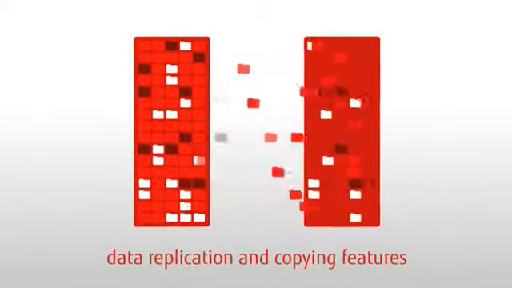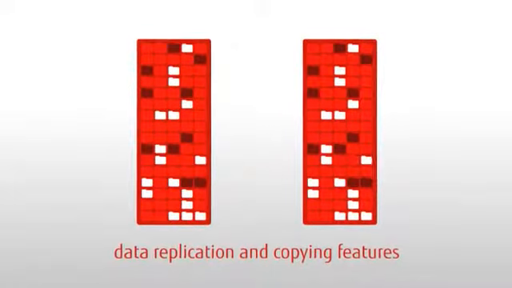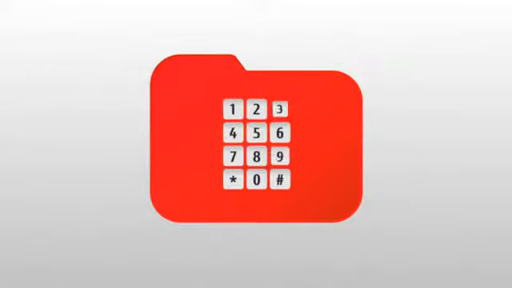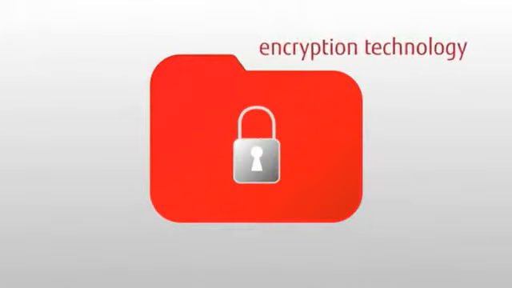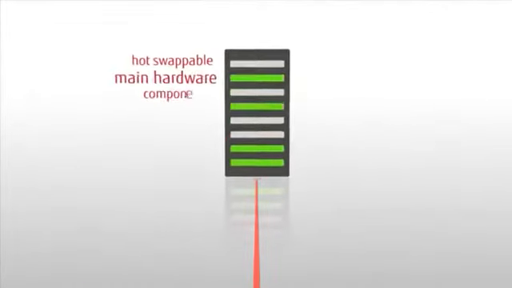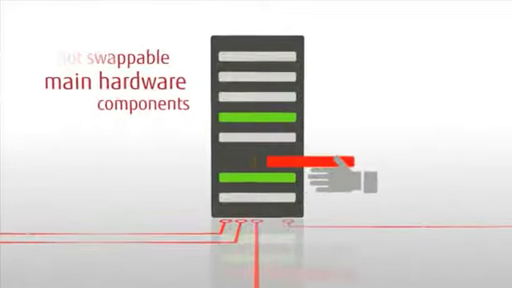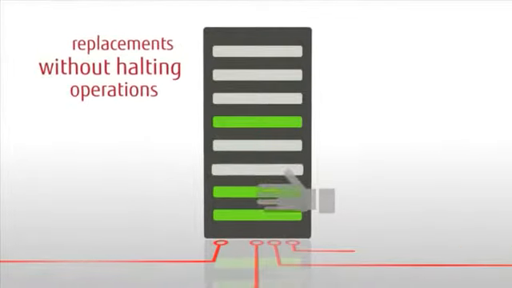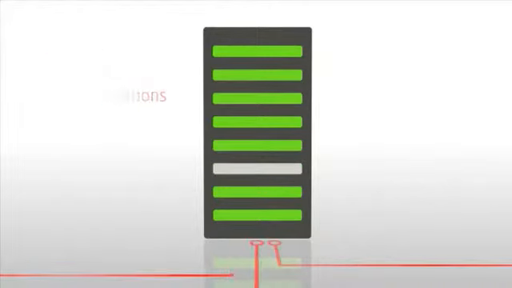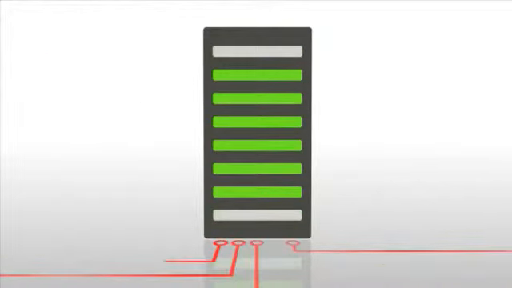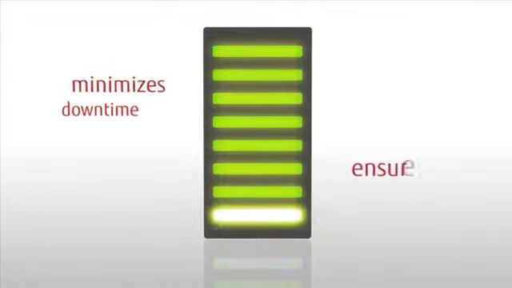Housing a rich set of data replication and copying features, ETERNUS DX also enables flexible local, central, and remote data management. Adding to this, encryption technology prevents unauthorized access, while hot swappable and expandable main hardware components allow for replacements without halting operations. All this minimizes downtime and ensures business continuity.